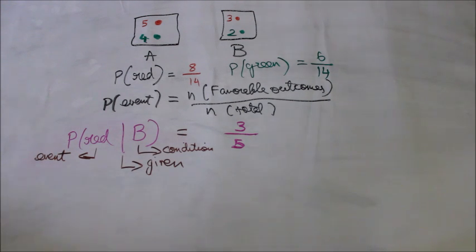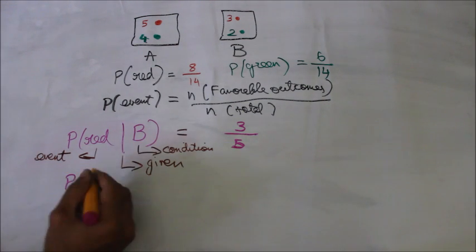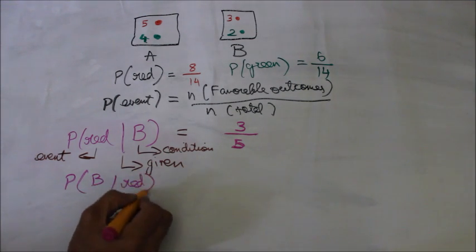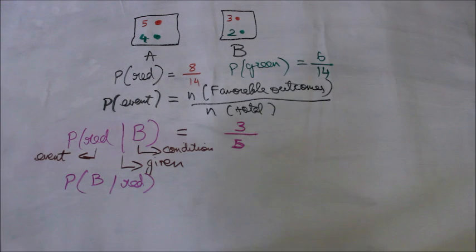Now what if I were to ask you, what is the probability that the ball is taken from B given that the ball is red? What if I were to take a red ball and I were to ask you, what is the probability that the ball was taken from box B?